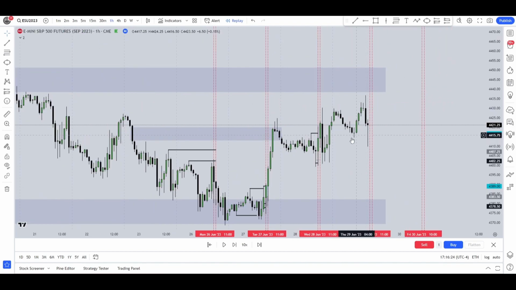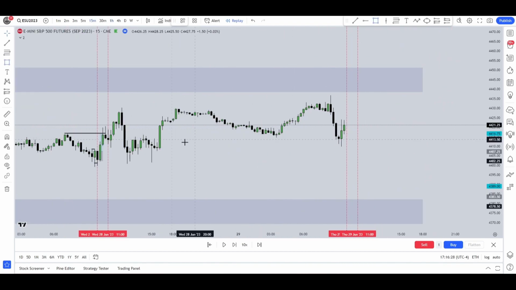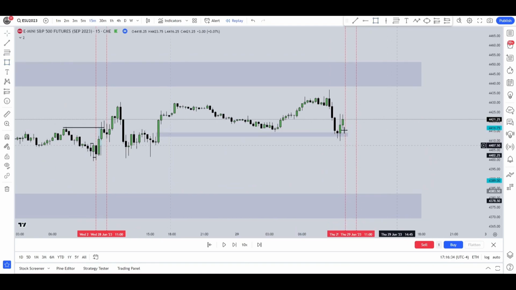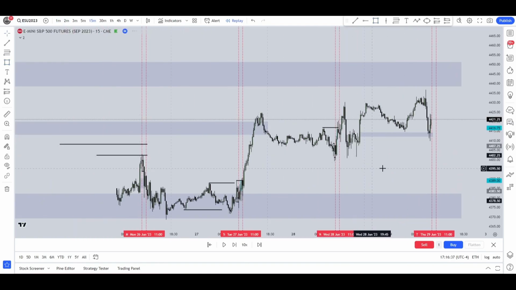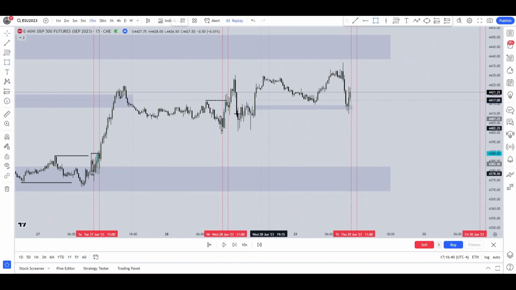Yeah, we took out some sell side liquidity right here. Before first day open, we filled this 15-minute fair value gap right here, and we respected it. So I would look for longs again. You could also look for shorts if you see a good setup, because we have a lot of sell side liquidity that was created on Wednesday down here.